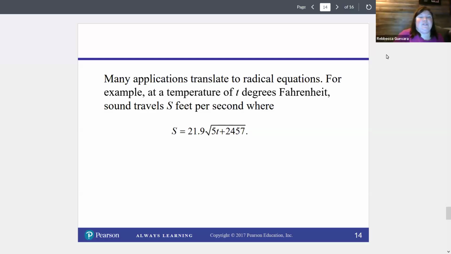Okay, so we do have some application problems for square roots. Many applications translate to radical equations. For example, temperature. At a temperature of T degrees Fahrenheit, sound travels s feet per second, where s is going to be equal to 21.9 times the square root of 5t plus 2,457.